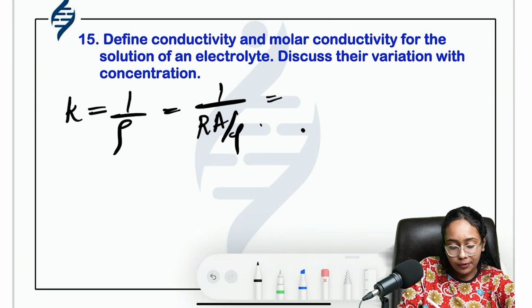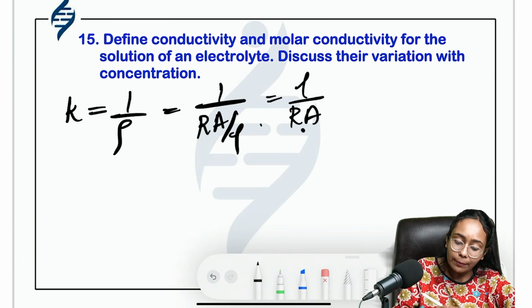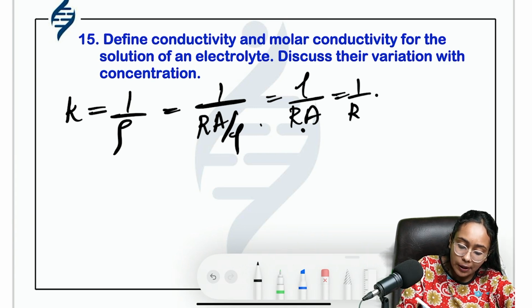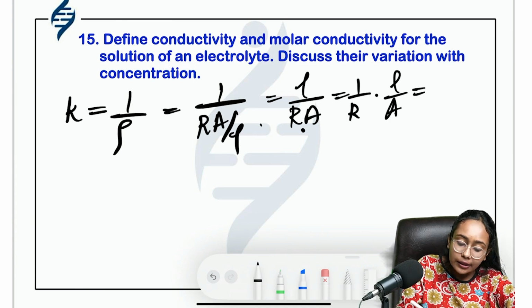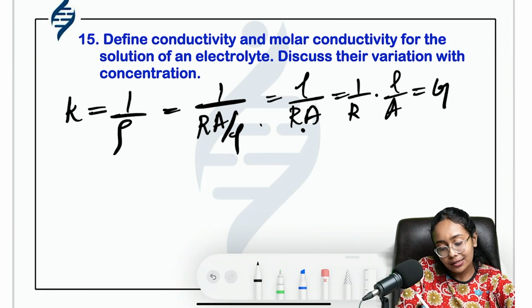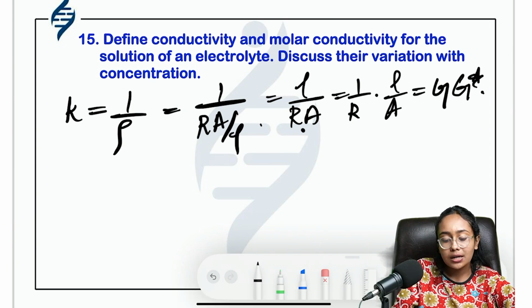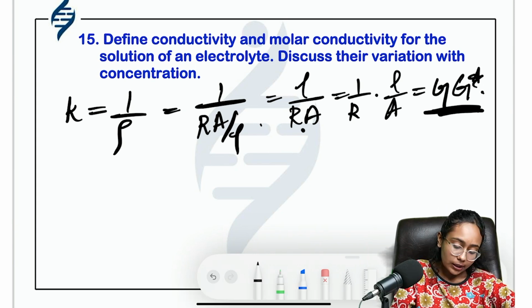Taking it as reciprocal, conductivity is L by Ra, which can be rewritten as 1 by R into L by A. That is, 1 by R is the reciprocal of resistance, which is conductance G, and L by A is the cell constant, represented as G star. This is conductivity.